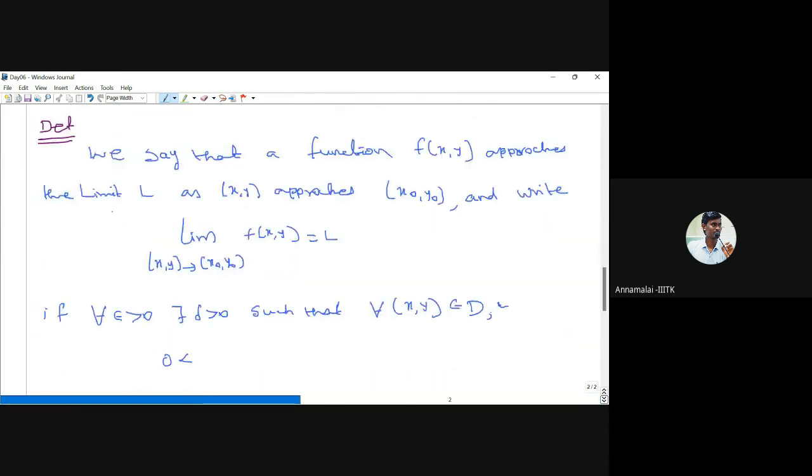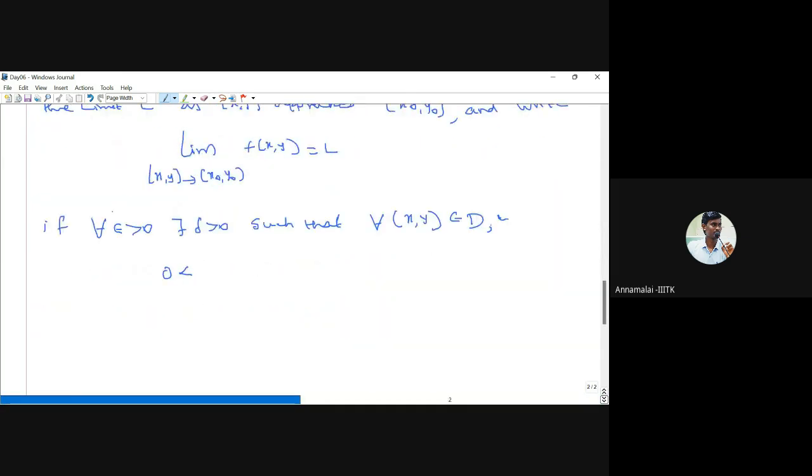Okay, anyway. So whenever the distance between these two points (x, y) and (x naught, y naught) is less than delta, so therefore the distance is nothing but the square root of (x minus x naught) whole square plus (y minus y naught) whole square is less than delta, implies, but f of (x, y) is a real number. So therefore we can talk about the modulus. So modulus of f of (x, y) minus L is less than epsilon.